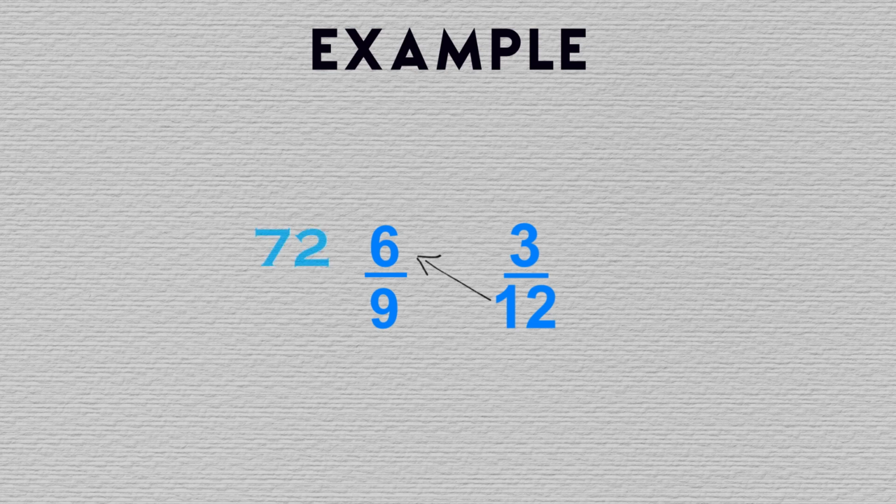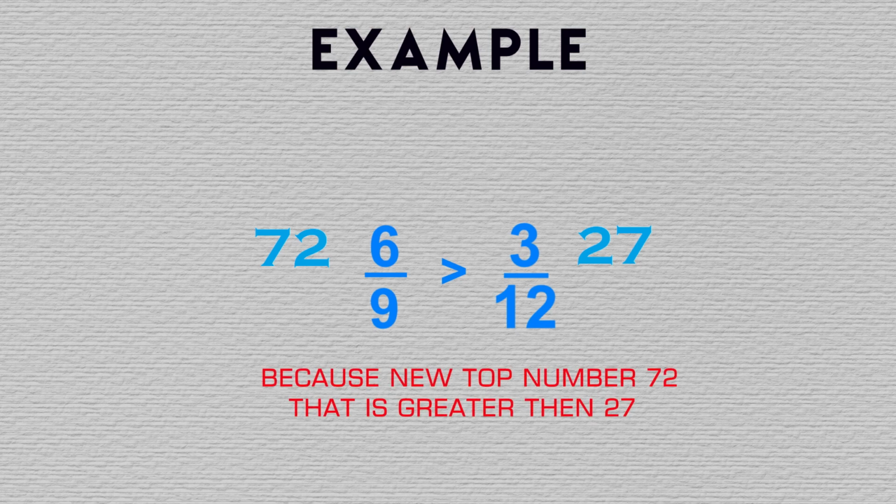Let's do one more example to get more clarity. If you have 6 over 9 and 3 over 12, first we will multiply 12 times 6, which will give you the new top number 72, and 9 times 3 will give you the new top number 27. So 6 over 9 is greater than 3 over 12, which is clear because the new top number 72 is greater than the new top number 27.